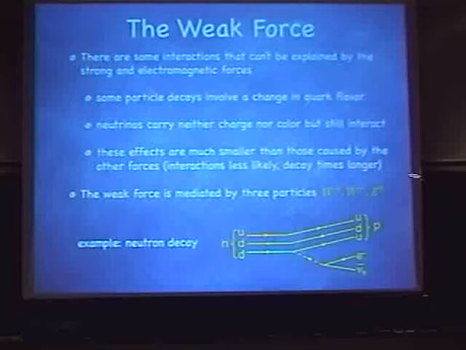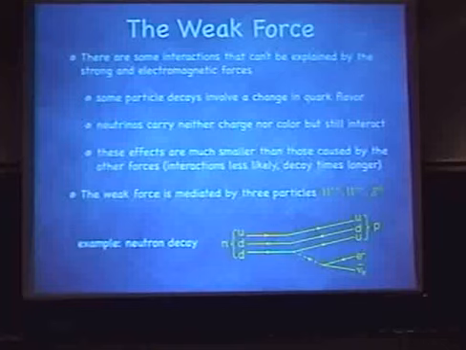Now, the weak force turns out to be mediated by three particles, the W plus, the W minus, and the Z naught bosons. They're spin one particles. And what I put on the board here is an example of a weak decay, neutron decay. The neutron is made up of an up, a down, and a down. The proton is made up of an up, a down, and an up. And the one up quark and one down quark just go along for the ride.